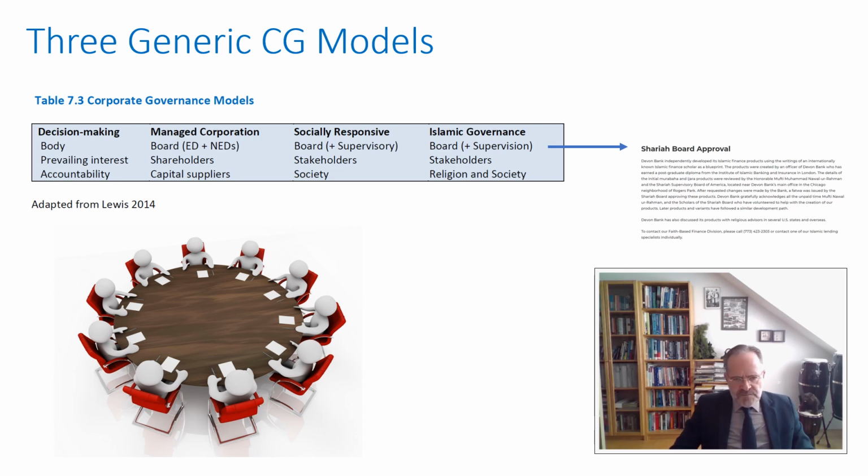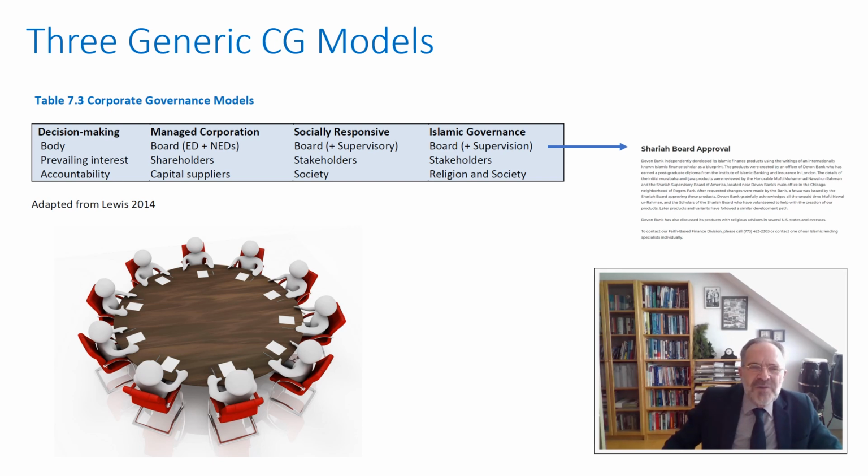Now, if we would look at the legal traditions, the big legal families, we can identify three generic corporate governance models. The differences result from the differences in decision making, who makes the decision, what is the prevailing interest, and to what the accountability is arranged. We distinguish three: managed corporation, socially responsible, responsive corporation, and Islamic governance.